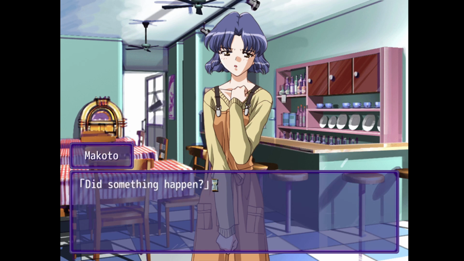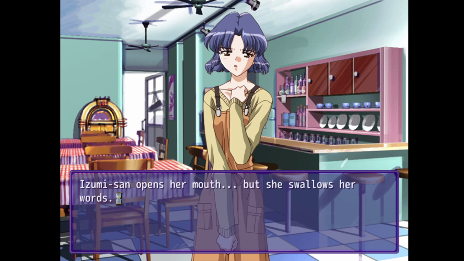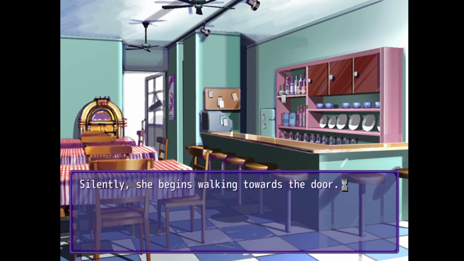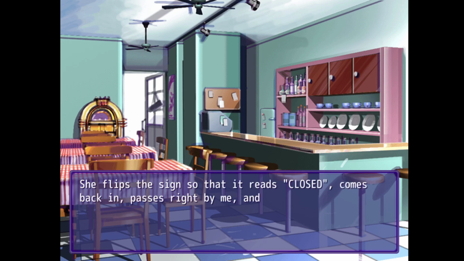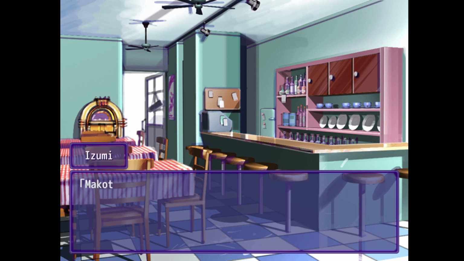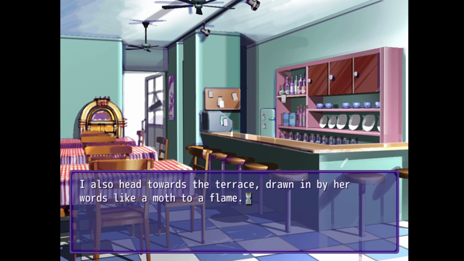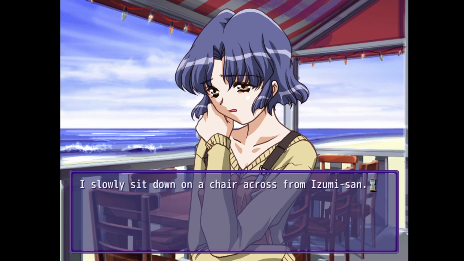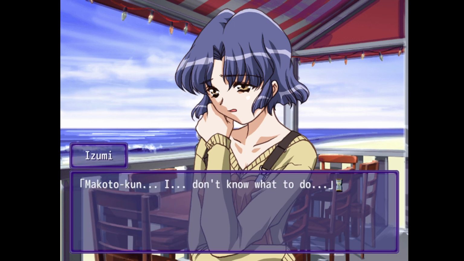And so, did something happen? I ask her this. Izumi-san opens her mouth, but she swallows her words. Silently, she begins walking towards the door. She flips the sign so that it reads closed, comes back in, passes right by me, and sits down on a chair on the terrace. Makoto-kun. I also head towards the terrace, drawn in by her words like a moth to a flame. I slowly sit down on a chair across from Izumi-san. She places her fingers on the table and takes a faint breath. Makoto-kun, I don't know what to do.